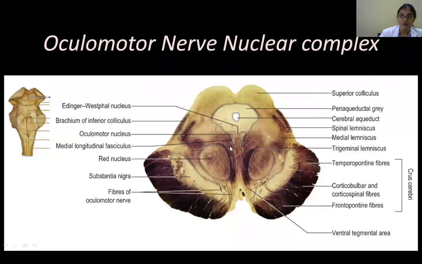Then here you can see one more bundle. This is the medial longitudinal fasciculus. When you hear a sound, do you turn your head towards the sound? Your eyes look that side, your neck turns. There are fibers connecting the nerves which move your eyeball, the nerves which pick up the sound, and the nerves which turn your muscle. This bundle is called the medial longitudinal fasciculus. If it has a defect, then obviously you will not turn your head towards the sound.